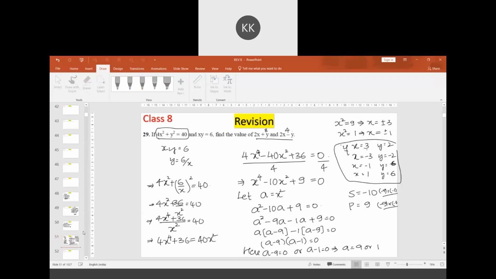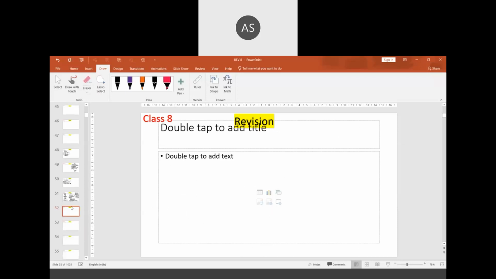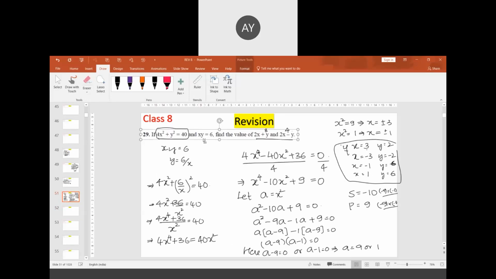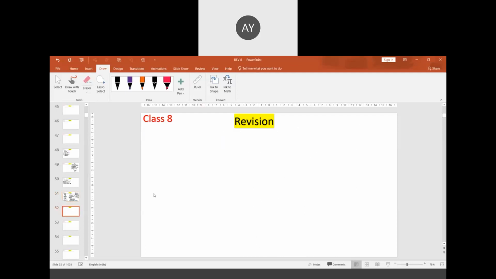But on the right hand side we have to square. If we are squaring on the left hand side, we have to square on both the sides. So the right hand side will become 1600.